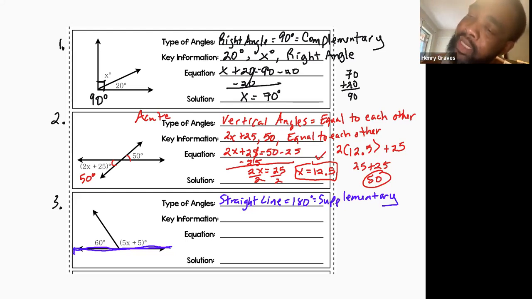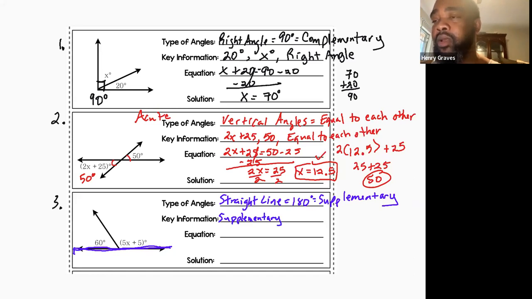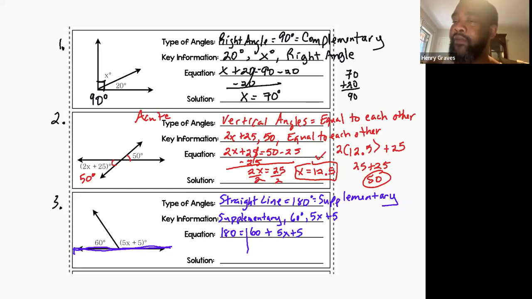So the information we have is that they're supplementary. Then we have the 60 degrees. Then we have the 5x plus 5. So since it's supplementary, we know it's going to be 180. It's going to equal 60 plus 5x plus 5. I'm going to solve it now by subtracting, well, first I'm going to combine like terms. So 60 and 5 is 65 plus 5x equals 180, right? So I subtract 65 from both sides.